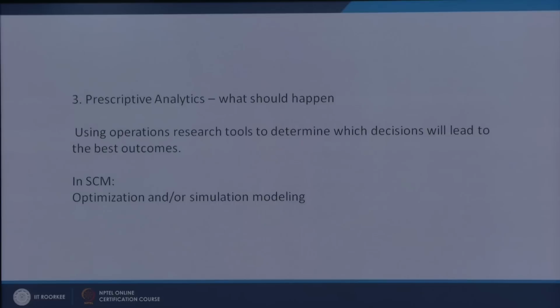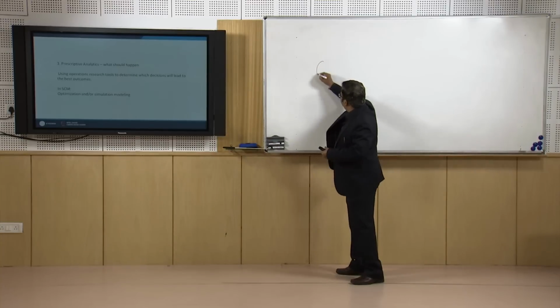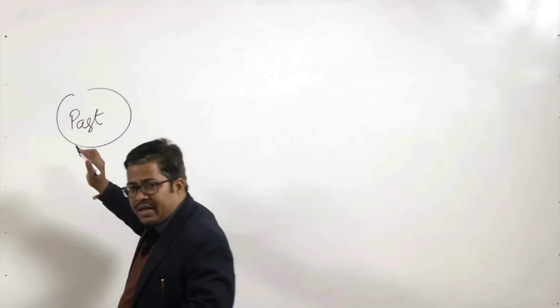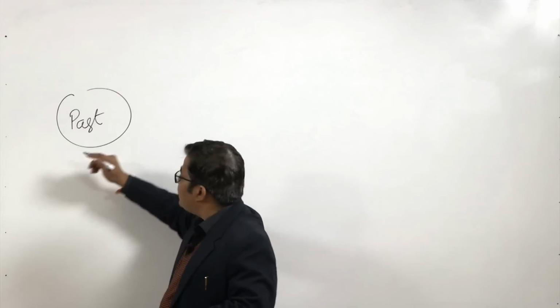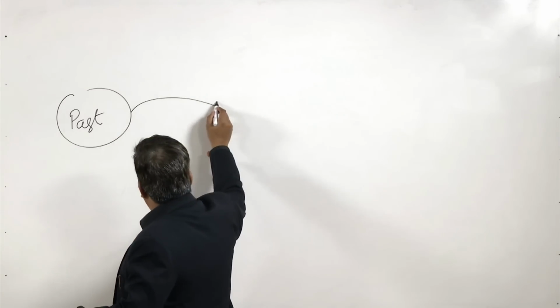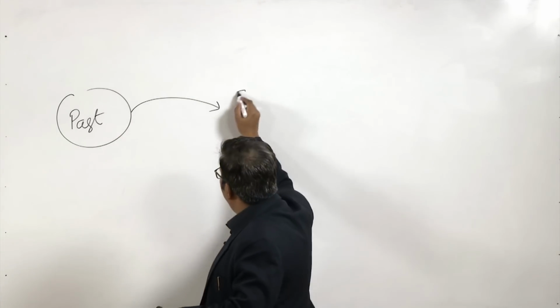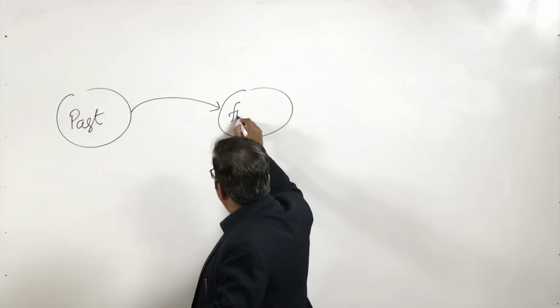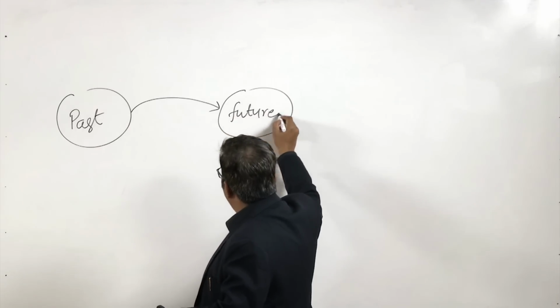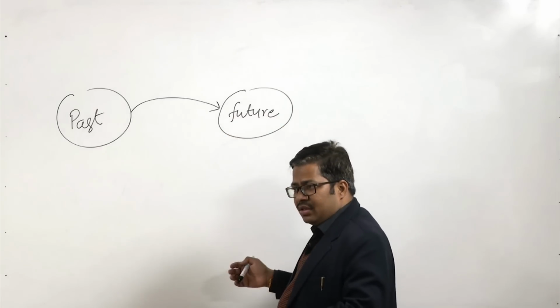The third type of analytics is prescriptive analytics. One thing is about the past, that is your descriptive analytics. On the basis of this past, what can happen in the future, that is your predictive analytics.